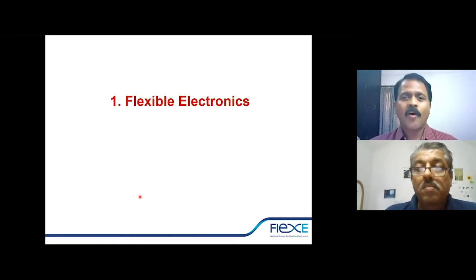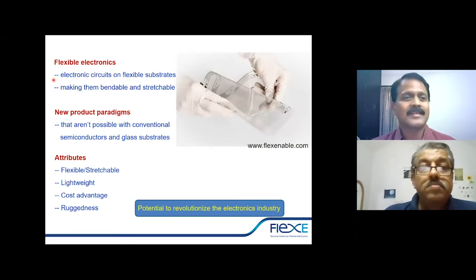Now, the word itself, flexible electronics, indicates that we'll have electronic circuits on flexible substrates.